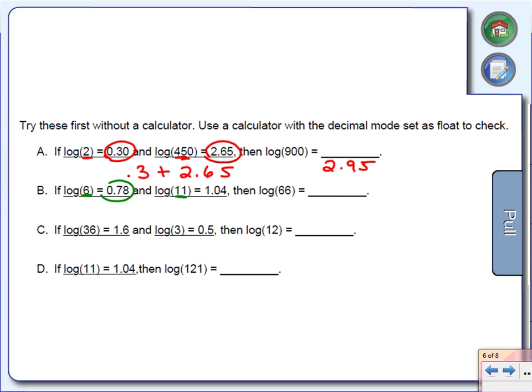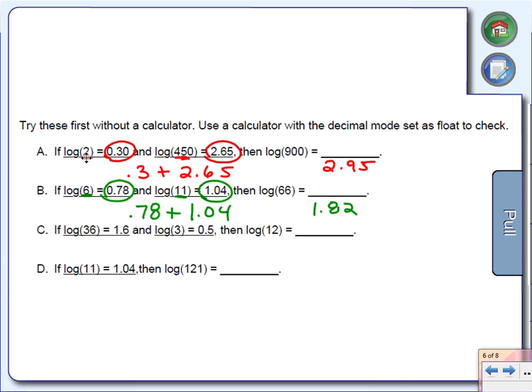So guess what we're going to do with these two numbers right here? What are we going to do with them? Add them together. So what do you get when you add 0.78 plus 1.04? 1.82. All right, we'll check that in a minute. Let's go to the next one.